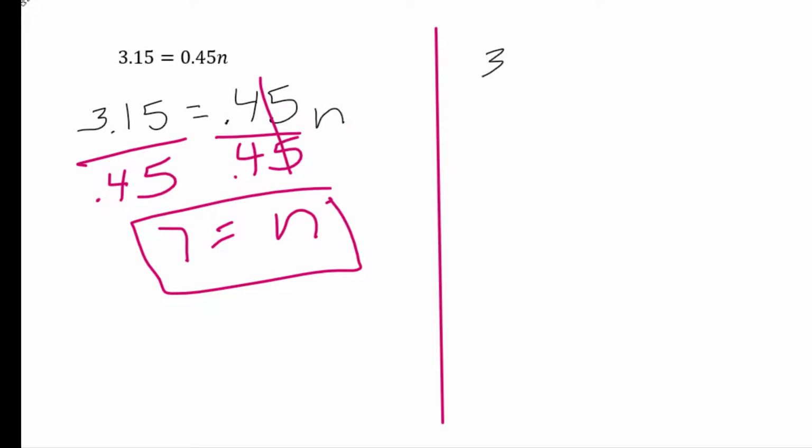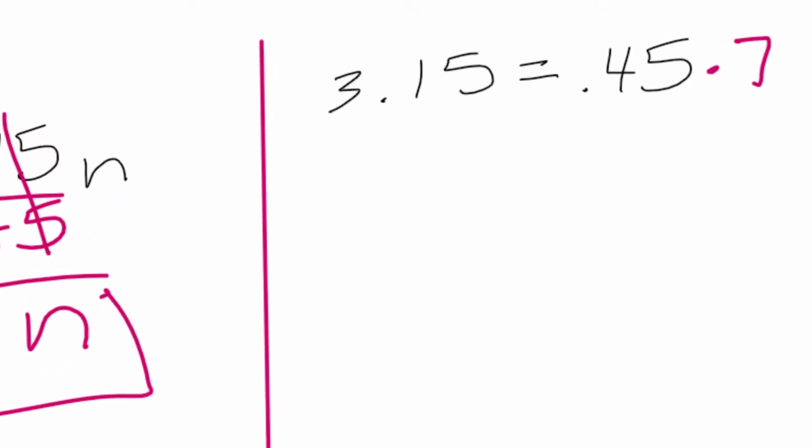So once again, 3.15 equals 0.45n. Instead of n, I'm just going to go ahead and plug in that 7 since I know that n has a value of 7. And simplify this out. Easy. All I have to do is multiply this out. 0.45 times 7. That's all I have to do.